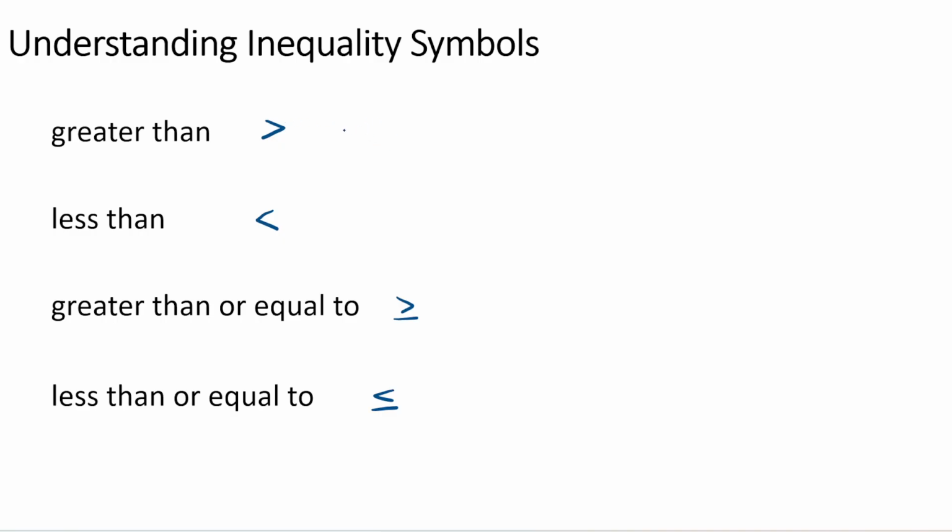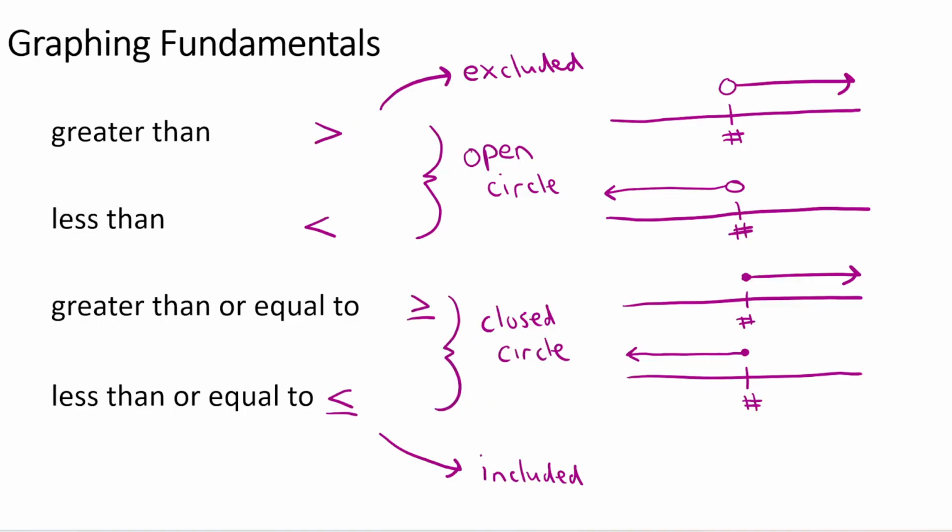The first thing you need to know is that these 2 symbols right here, less than or greater than, are associated with the term excluded. And you're probably thinking, okay, what is excluded? Or these 2 symbols right here, greater than or equal to or less than or equal to, I'm thinking of the term included, and you're thinking, what are we including?